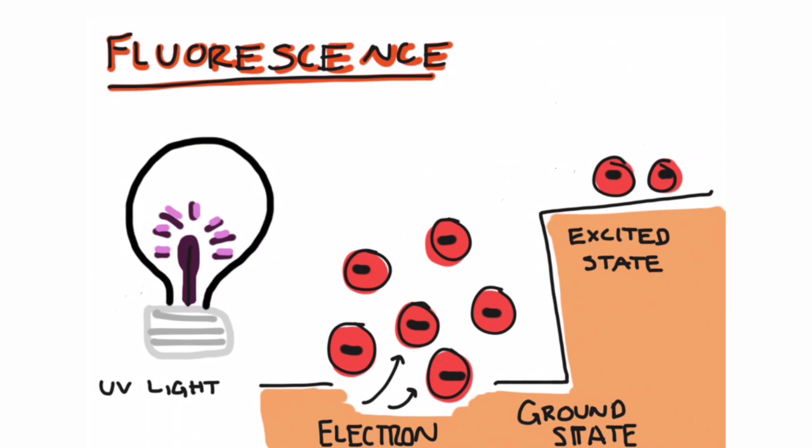Fluorescence can also be applied to medicine. External UV light is required to excite the electrons in the ground state of an atom. As UV light is absorbed, electrons graduate to an excited state.